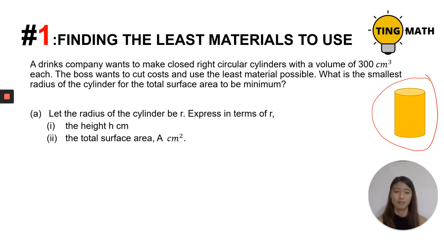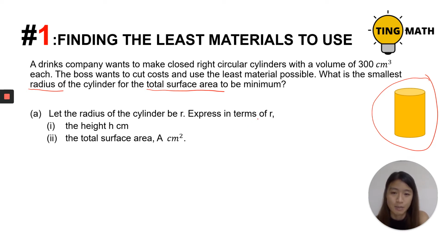So we want to make those cylinders. Well, the boss wants to cut costs and use the least material possible. So now we have to examine what the radius of the cylinder should be for the total surface area of the can to be minimum. Your boss wants to save money, simply put. So let's look at the question. It is asking about the radius as well as the total surface area, so we have to prepare this kind of equation.